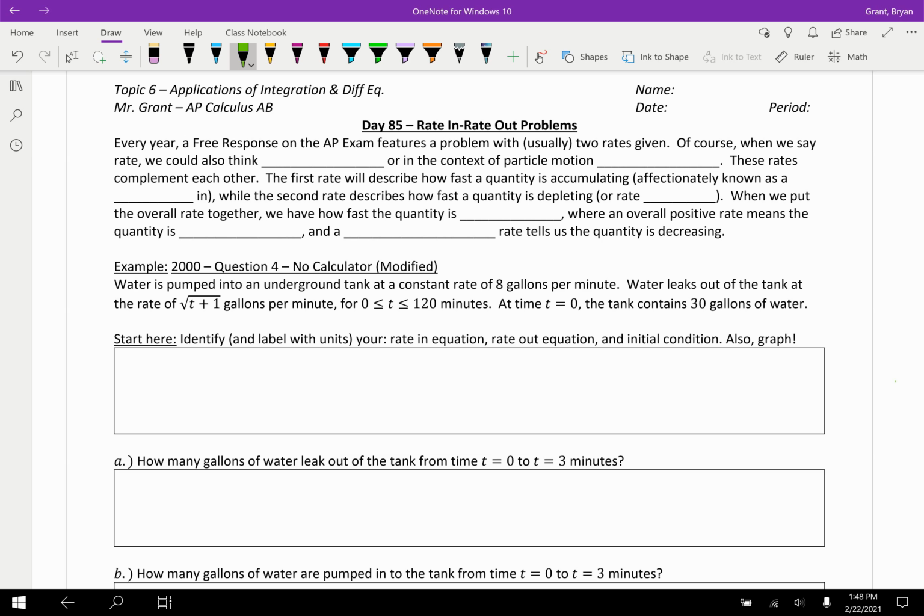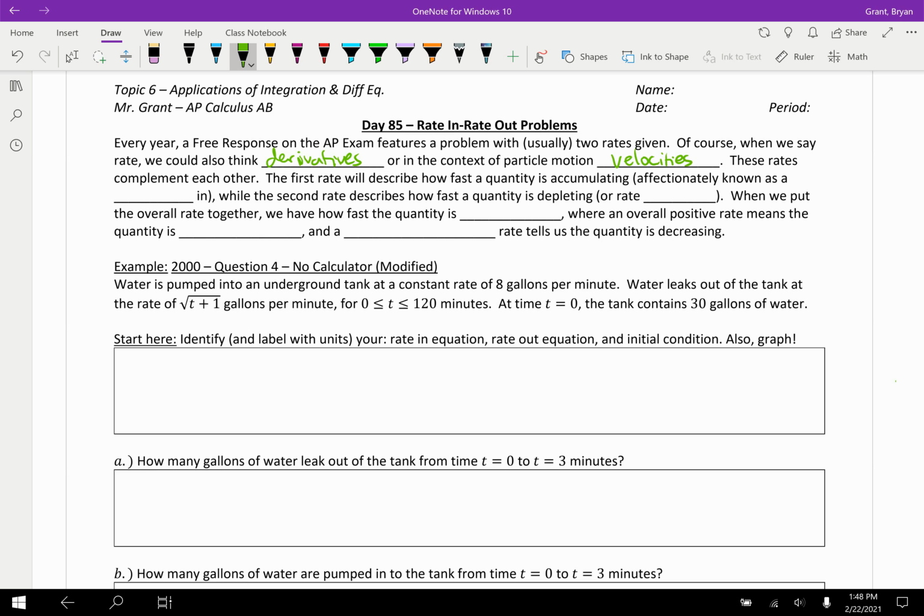Every year, pretty much every year, at least recently, a free response on the AP exam features a problem with two different rates. Of course, when we think rates, we should also probably be thinking derivatives, right? Because everything on this AP exam is going to be in terms of derivatives, integrals, or limits. If you think of that in the context of particle motion, this is like velocity, right? Or velocities if there are two of them. Now, these two rates always complement each other.